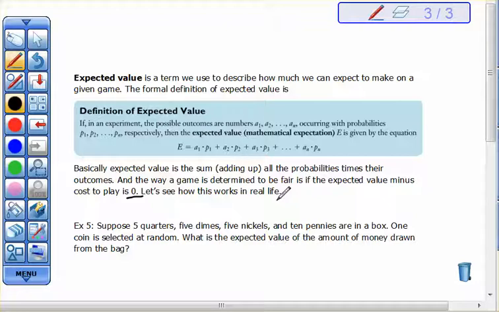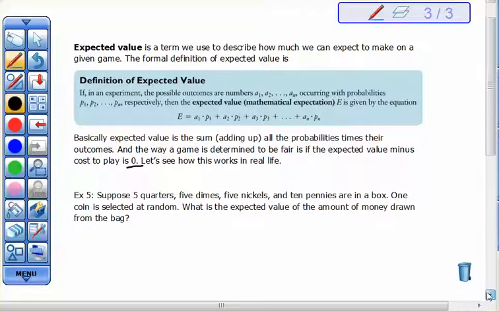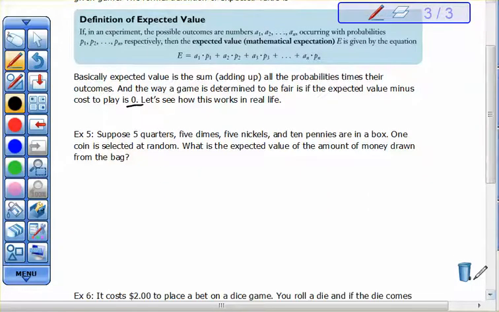Okay, we have an example here that says suppose we have 5 quarters, 5 dimes, 5 nickels, and 10 pennies in a box. One coin is selected at random. What is the expected value of the amount of money drawn from the bag? So what can you expect to get on average when you pull one coin out of this box? Okay, well, we have some different things going on here. We've got quarters. Let me just sketch this out here. We also have dimes. We have nickels. And we have pennies.